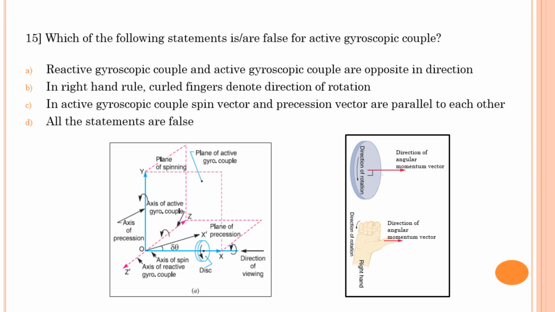Second option: in the right hand thumb rule, the curled finger denotes the direction of rotation. It is correct. The curled finger represents the direction of rotation. In active gyroscopic couple, spin vector and precession vector are parallel to each other. It is wrong. In that first diagram, the A diagram, the axis of spin of the disc is horizontal and the axis of precession is perpendicular. Then and only then will there be perpendicular axes of active gyroscopic couple and reactive gyroscopic couple. To have active gyroscopic couple, the axis of spin and axis of precession vector should be perpendicular to each other, not parallel. Therefore, C option is the false one. The correct option for this question will be C.